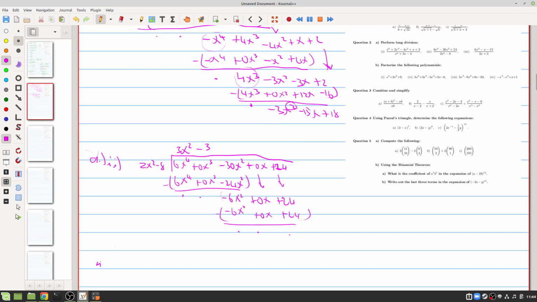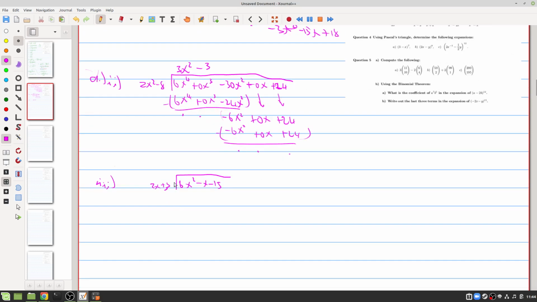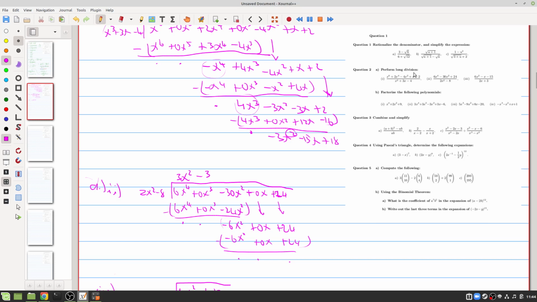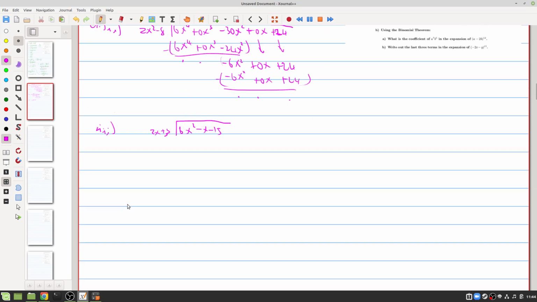Then we've got a third one here. For the third one, we have 6x squared minus x minus 15 divided by 2x plus 3. Again, let's just do it straight. Because they do say perform long division, you could also try to factorize and see that you get the same answers. That should be good to see.